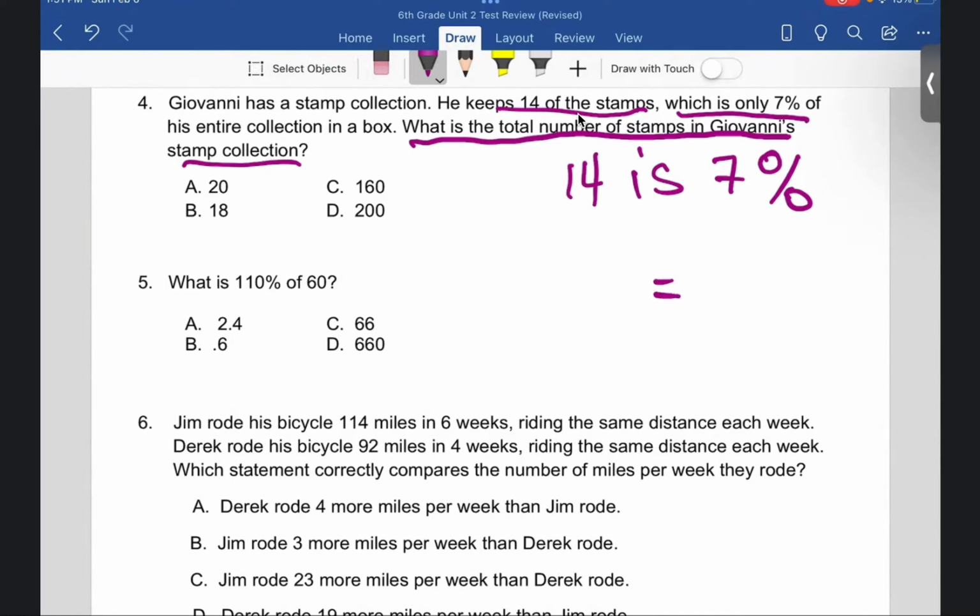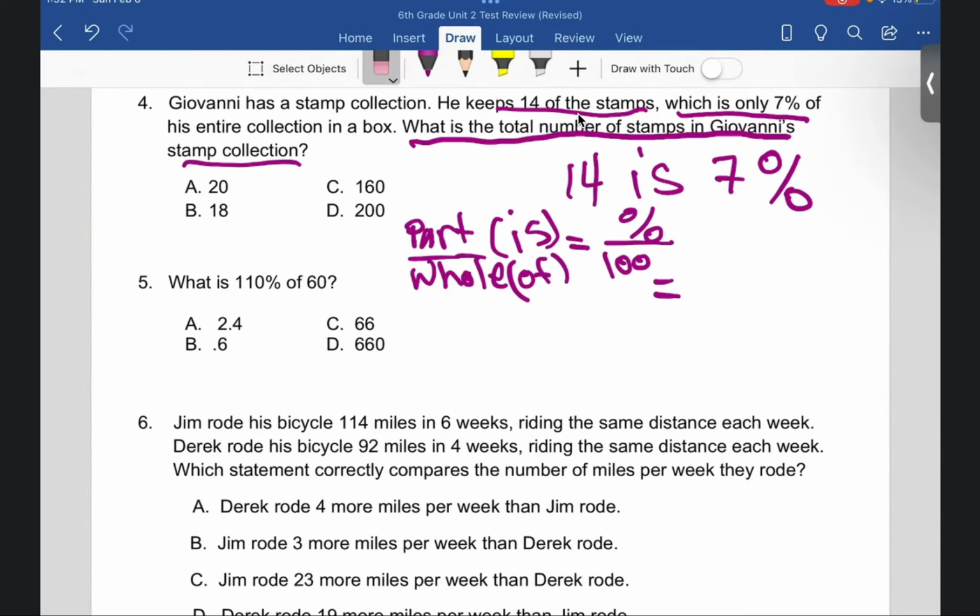So we know that in a percent proportion, we have part over whole, and we know the word is represents or is a keyword for part, and of is a keyword for whole. And we also know on the other side we have 100 on the bottom and the percent on top. So let's take some of the information we have been given in the problem and put it where we know it belongs from our formula, right?